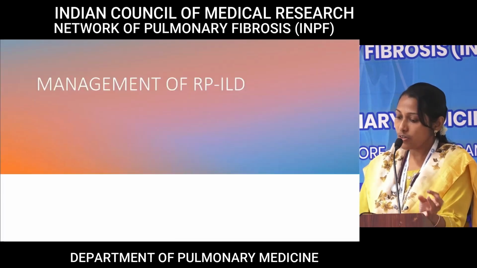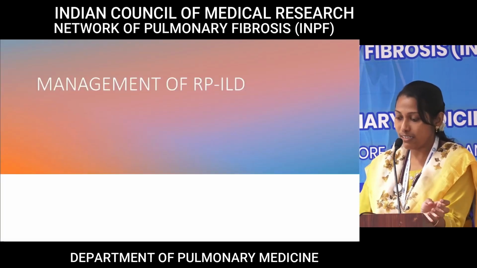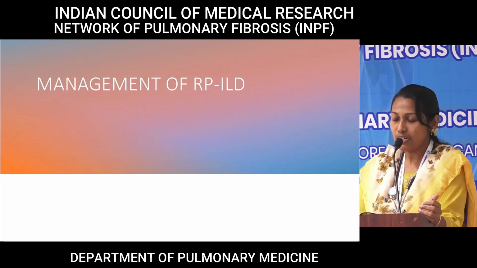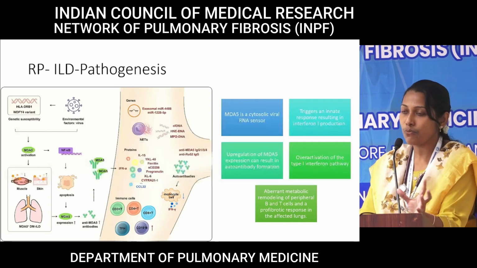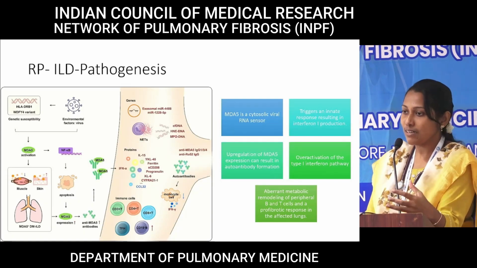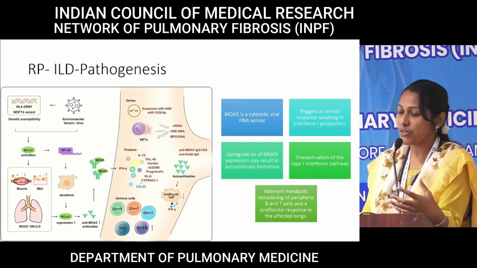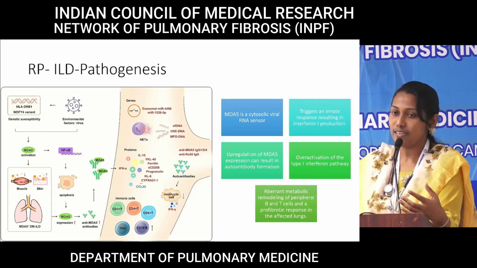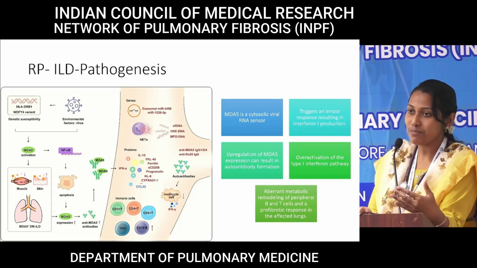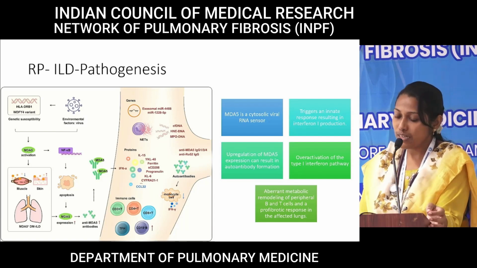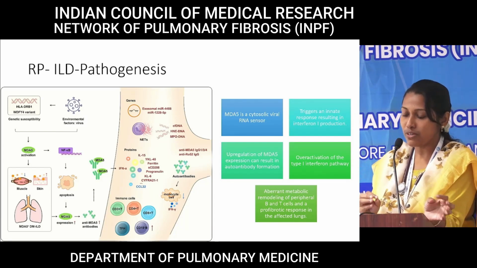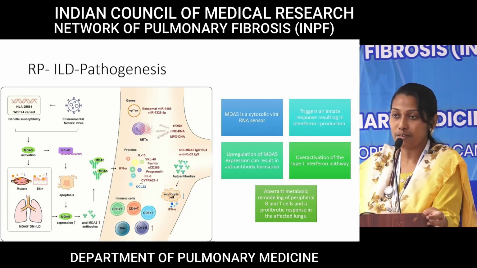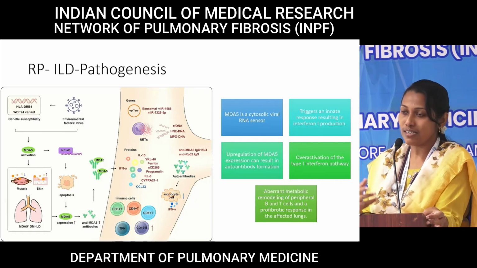So we'll shortly see the management also. Ma'am had already given an algorithm. Many studies in RP-ILD have discussed whether upfront triple therapy or double therapy is important, because it is a rapidly progressive ILD, and in another few weeks sometimes the patient will succumb to death. So before going into what drug is the best, it is important to understand the pathogenesis behind this RP-ILD, so that we know where to target and what to target.